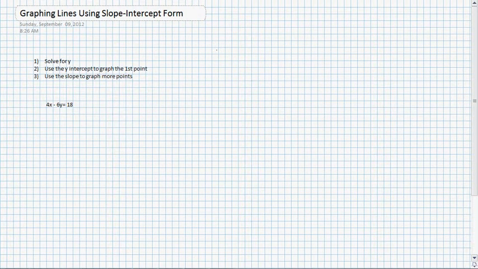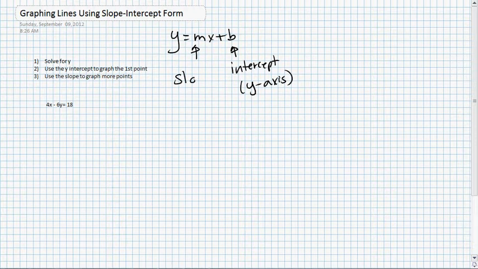This video will show you how to graph lines using the slope-intercept form. Some people call it the y equals mx plus b method. The b stands for the intercept on the y-axis, and the m stands for the slope, rise over run.